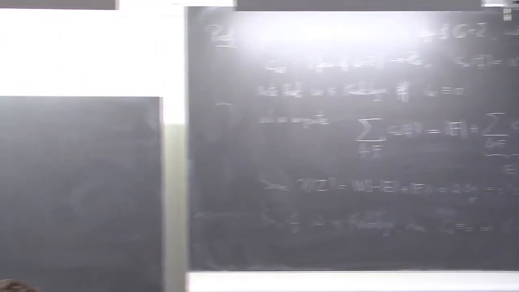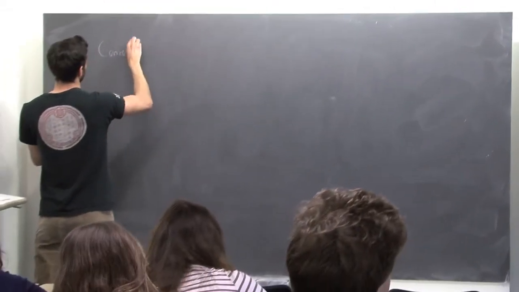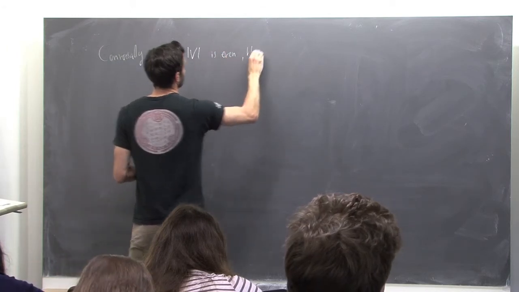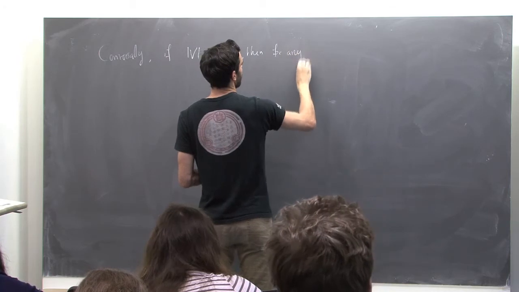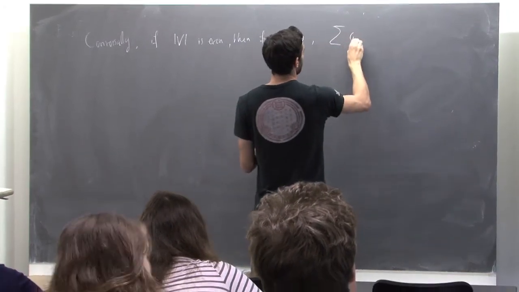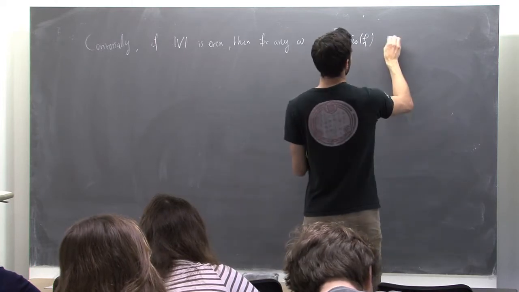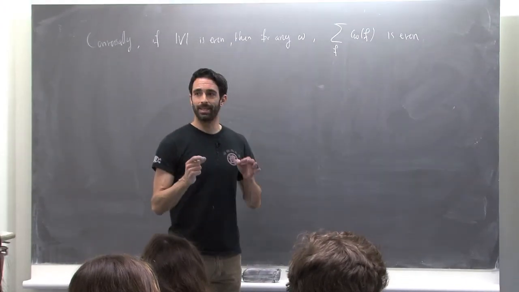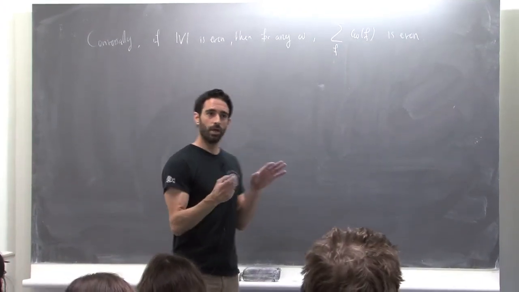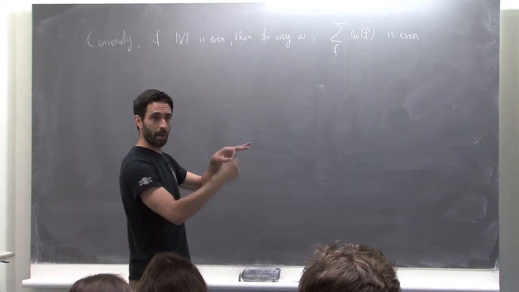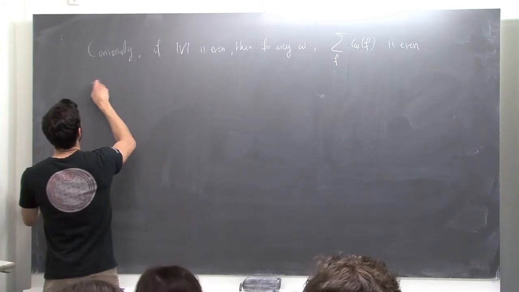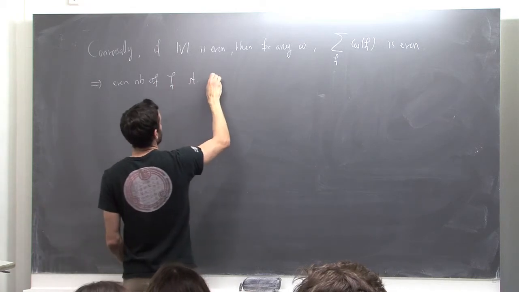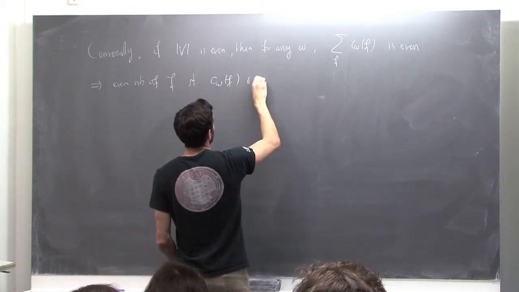Let's show the other direction. Conversely, if V is even, then you start with any omega, we have that this sum is even. It means you have an even number of faces where it doesn't work. Now you see what you can do. If you have an even number of faces where it doesn't work, you just pair them up. Hence, we have an even number of f such that C omega of f is odd.